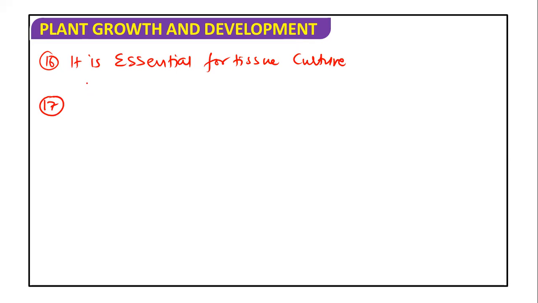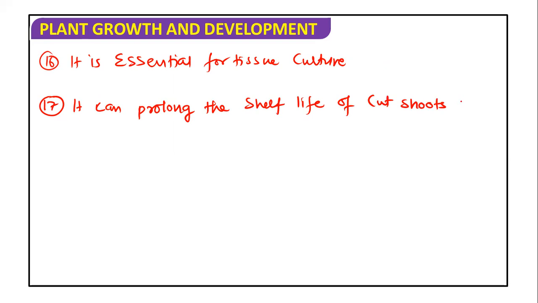Then cytokinin, it is known that cytokinin can prolong the shelf life of cut shoots and flowers. It can prolong the shelf life of cut shoots and flowers by employing the hormone, that is cytokinin.